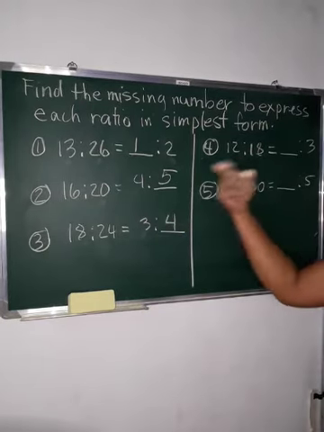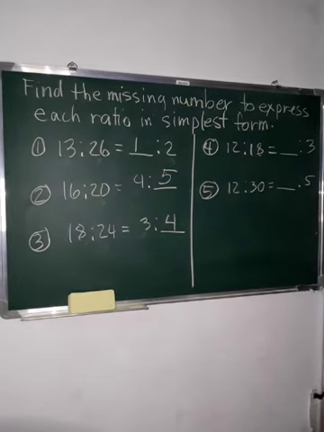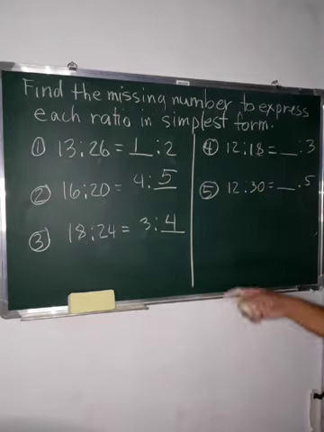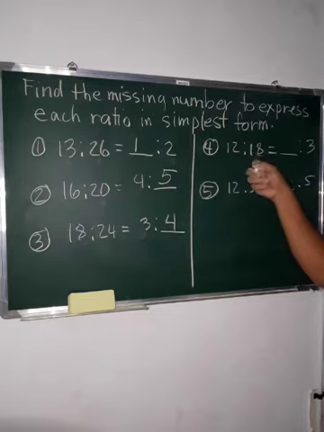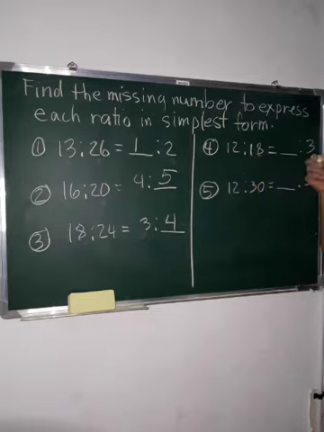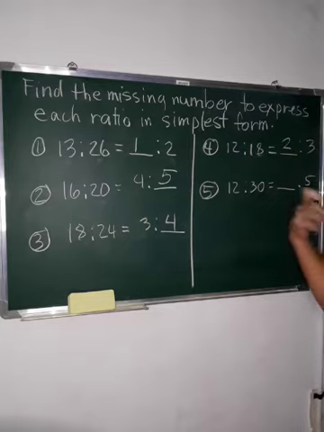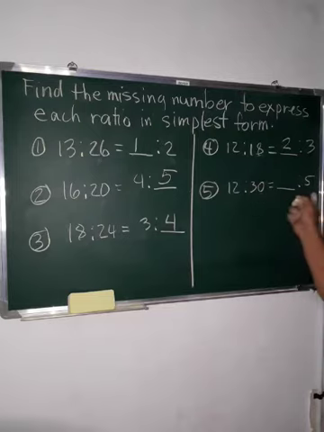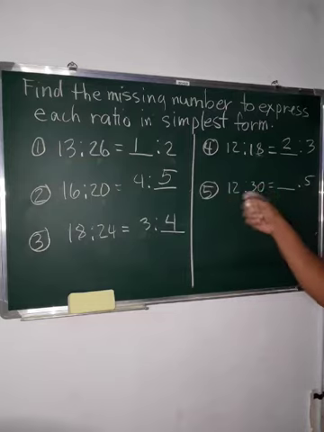Next, so that's how we deal with it. Just look for the common factor that they have. Next, 12, 18. Both are divisible by 6. So, 18 divided by 6, we have 3. So, 12 divided by 6, we have 2. Next, 12 and 30 are divisible by 6. Is it 6? Yes. So, 30 divided by 6, we have 5. 12 divided by 6, we have 2.